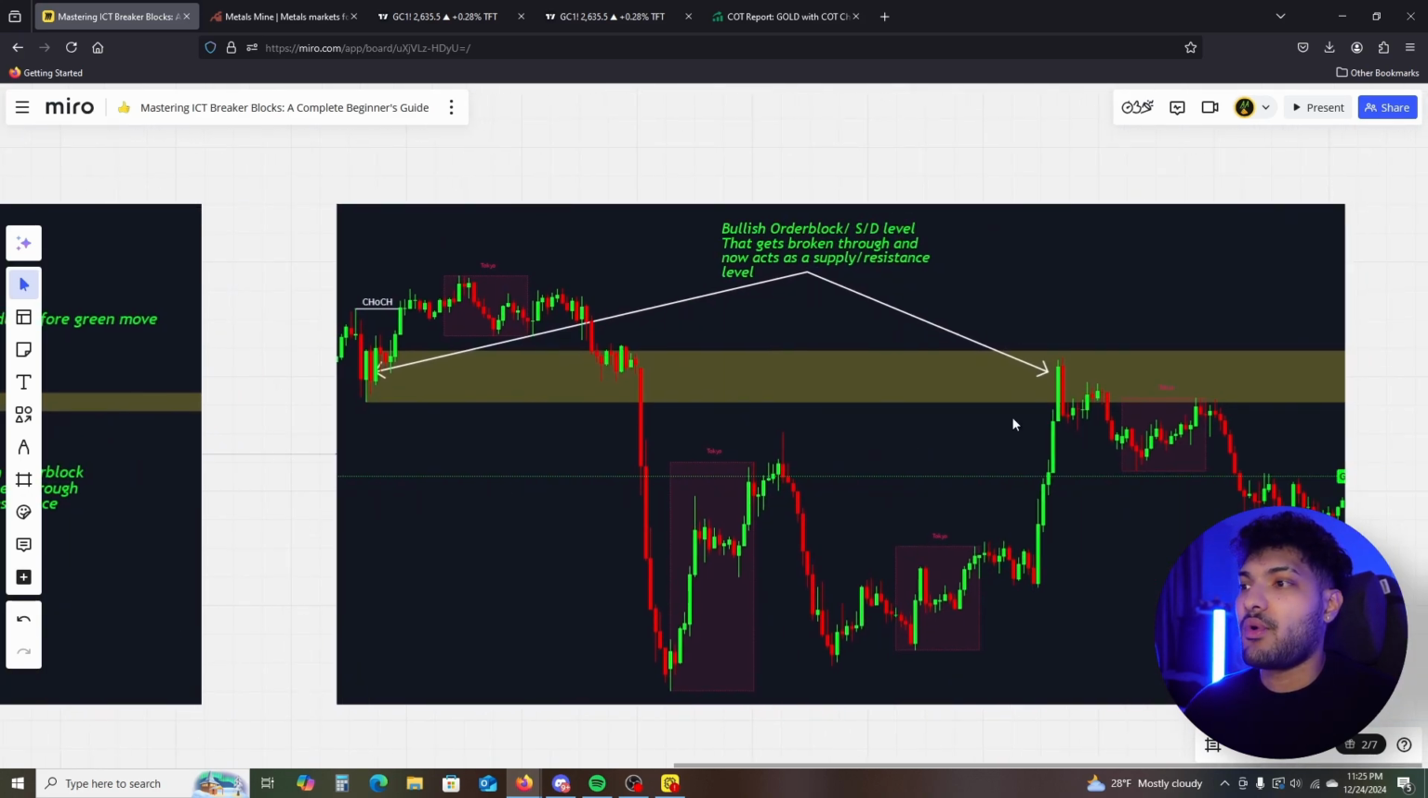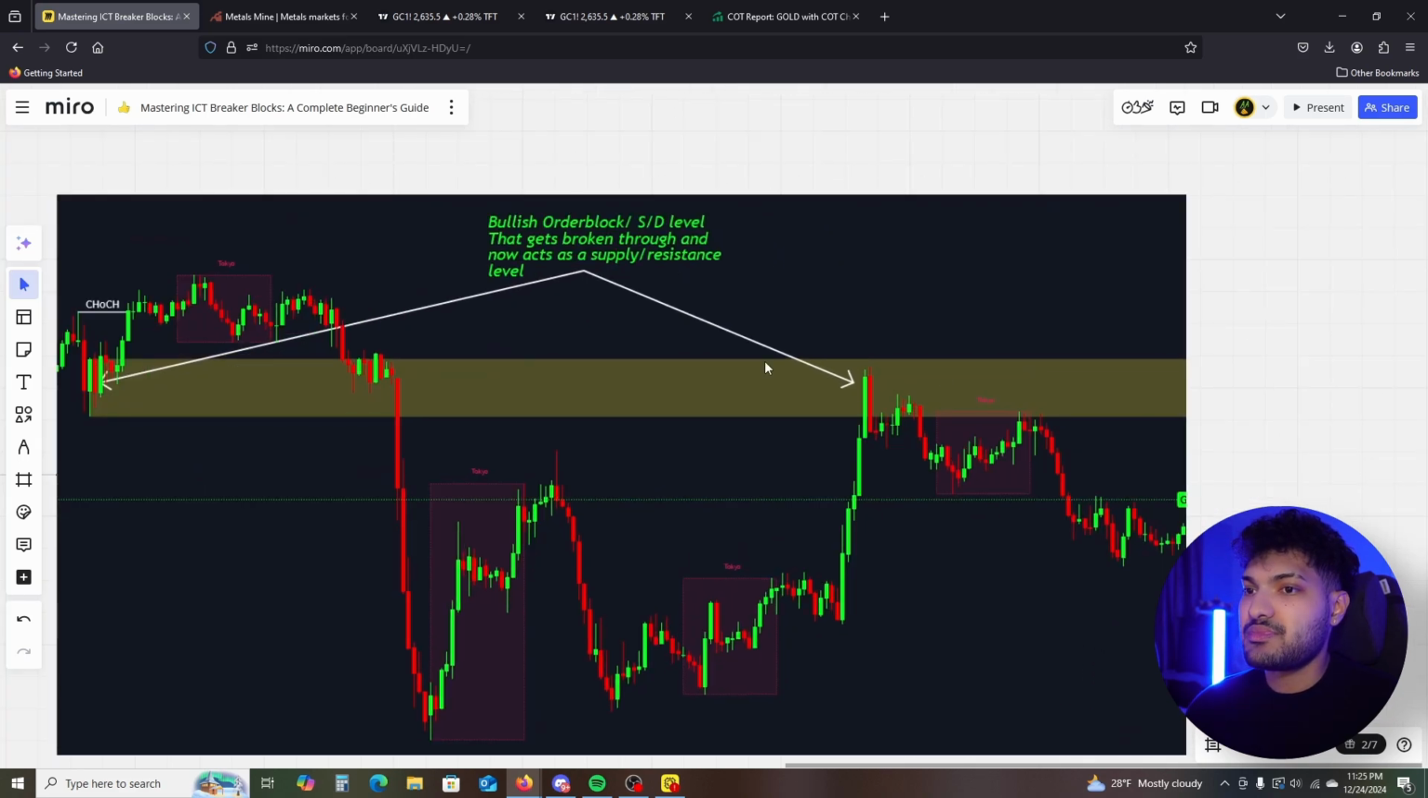Now let's move forward and show you another example right here. As you can see, this is a bullish change of character to the upside. We close above here, we're holding above this area.